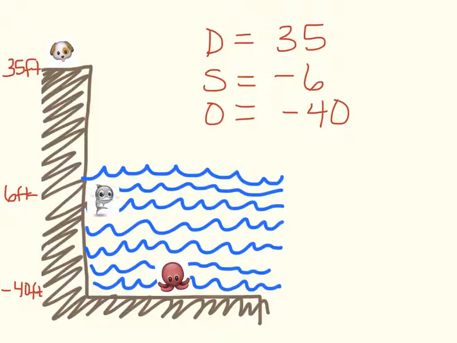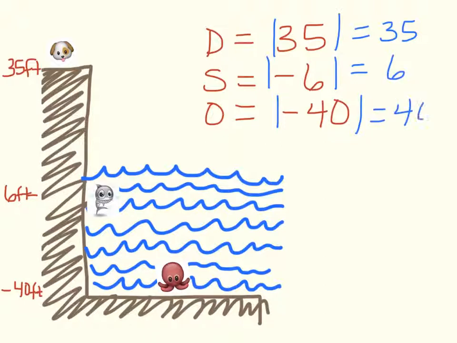To decide which animal is furthest from sea level, we don't need to think about whether the animals are above sea level, like the dog, or below sea level, like the shark or the octopus. We can just use absolute value to compare the distances. So using absolute value means that the dog is 35 feet from sea level, the shark is 6 feet, and the octopus is 40 feet from sea level. Therefore, the octopus is furthest from sea level.